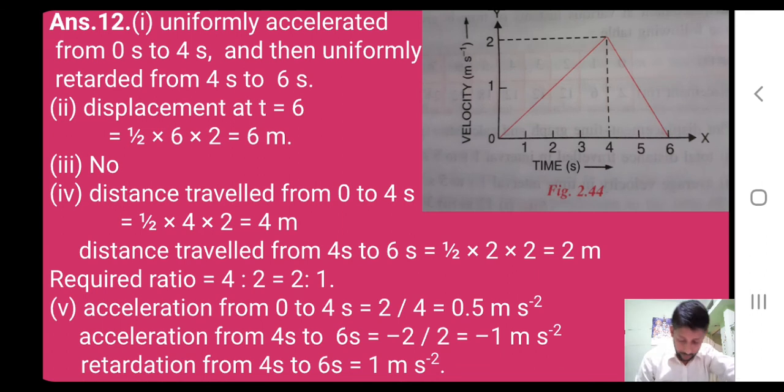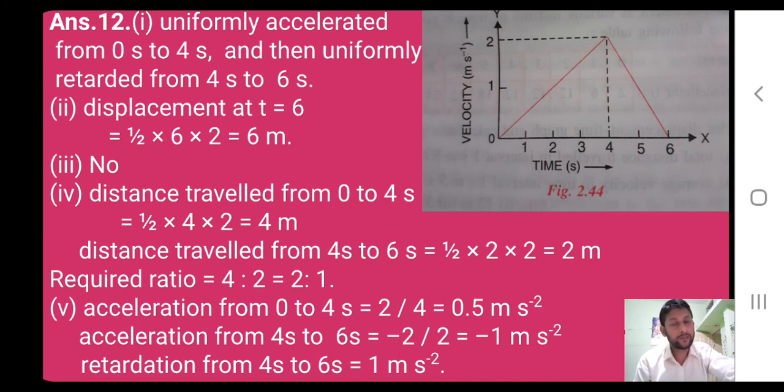Come to question number 12, where a graph is given, and based on that we have to find the nature of motion of the particle, the displacement of the particle at time 6, and a few more questions. So first, the nature of motion is uniformly accelerated motion from 0 second to 4 second, and then uniformly retarded from 4 second to 6 second. As you can see, the graph is inclined upward from 0 till 4 second. After 4 second to 6 second it is coming downwards, so that is retardation.